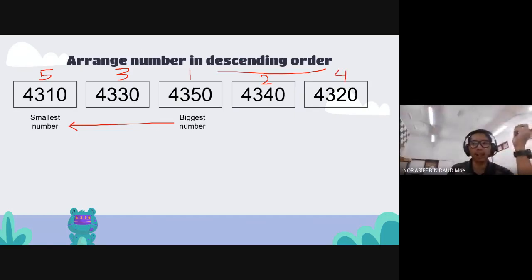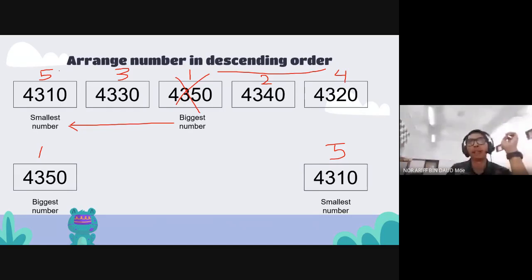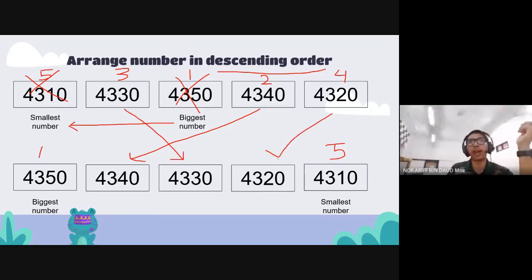Okay, now we want to arrange the numbers from big to small. I have the big number and the small number. I have 1 and 5 here. Now we put number 2, number 3, and number 4. This is number 2, this is number 3, and this one is number 4. You look at here, from big to small.